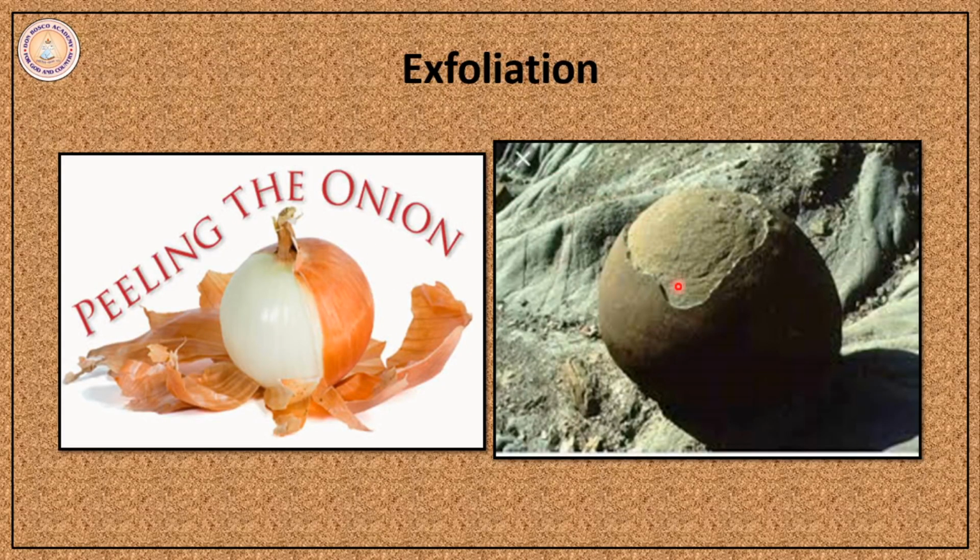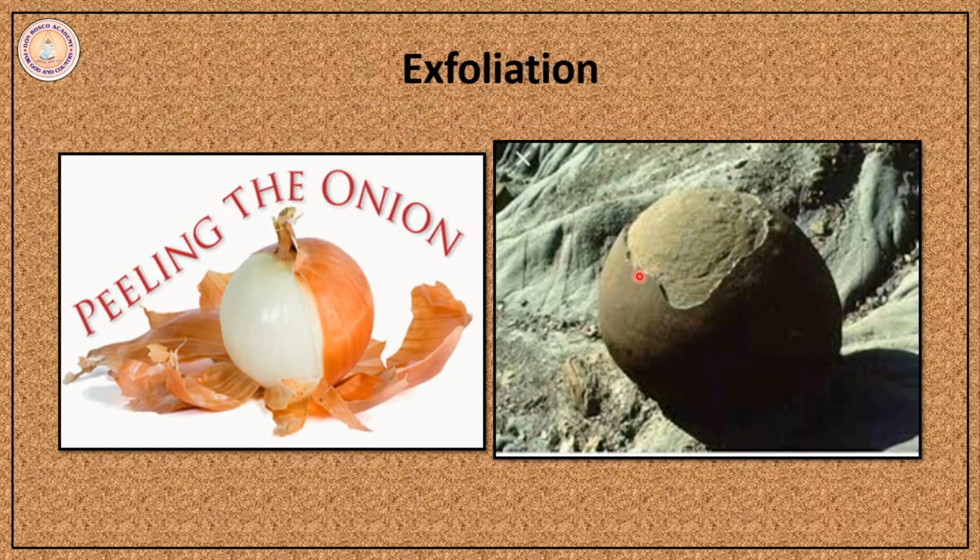So this which you see on your screen is known as exfoliation. Now, exfoliation normally occurs in those areas where there is a distinct dry and wet season, especially in the tropical areas. Here the rocks break just like the peeling of onions.